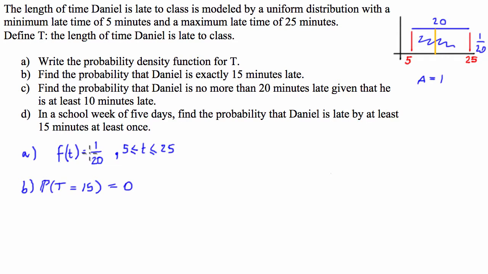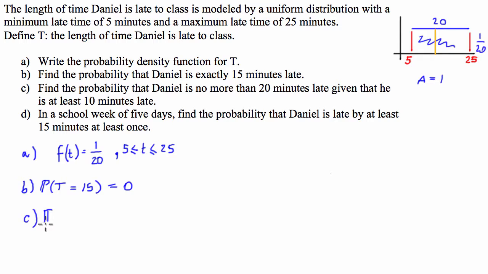All right, so we'll go to C. Basically, you just need to know that if on a probability density function it's asking you for the probability that something is exactly equal to a particular number, it's always 0. Okay, so the probability that Daniel is no more than 20 minutes late, given that he is at least 10 minutes late. All right, so let's check this one out.